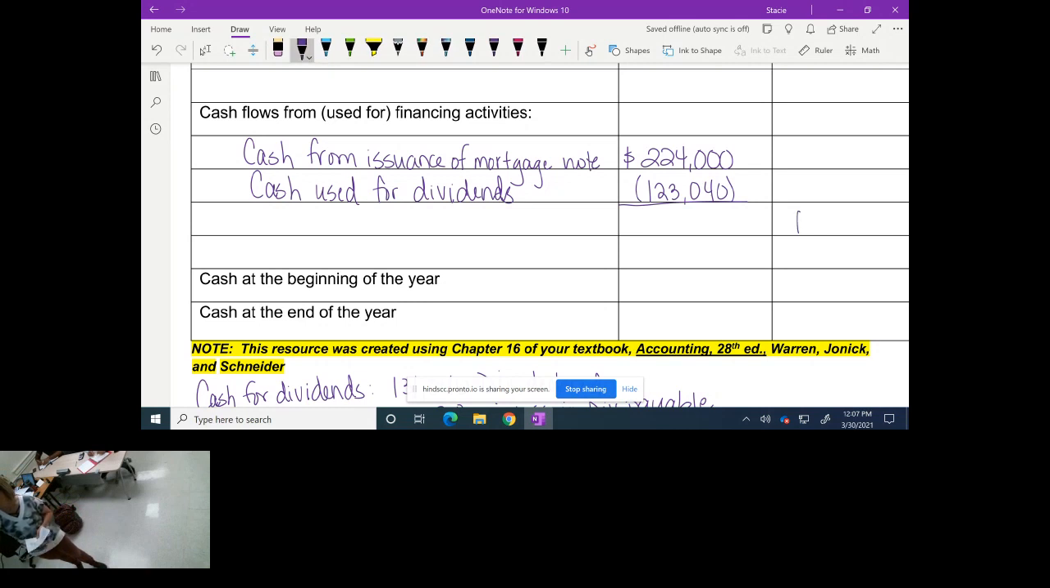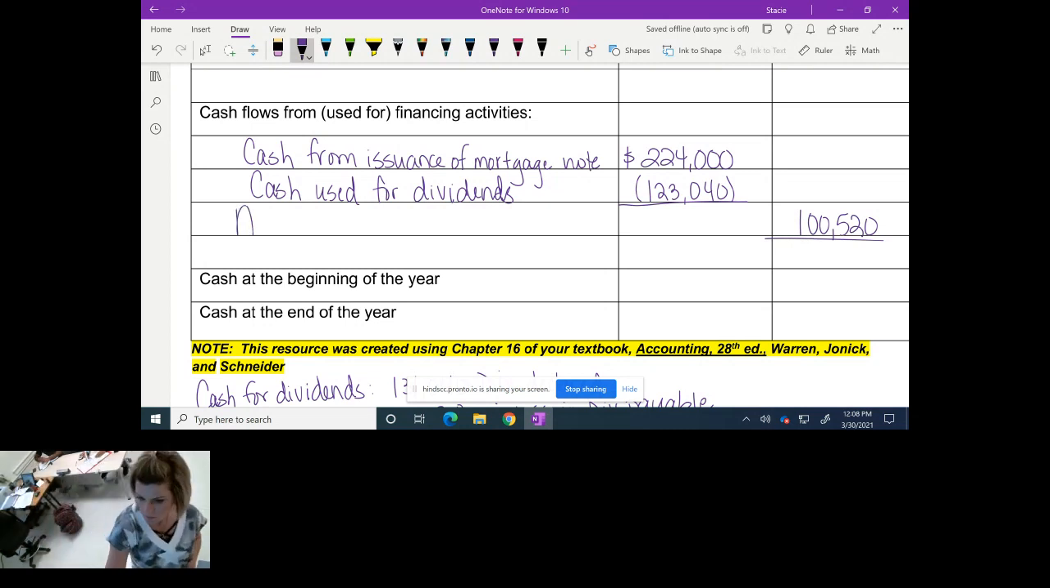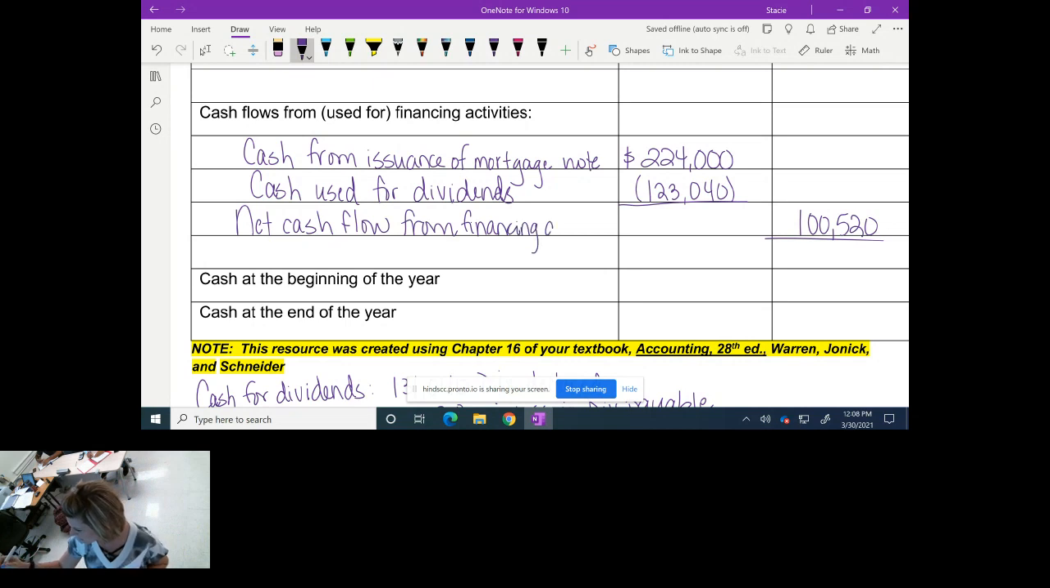Wait, what about stock? I'll show you in a minute. Read the transaction about stock. That's a positive, so, oh, because they were exchanged on exchange for bonds payable. Yeah, so you've got a non-cash transaction there. So we don't have to worry about it, not in this part. All right, so for net cash flow from financing, add those three numbers together.